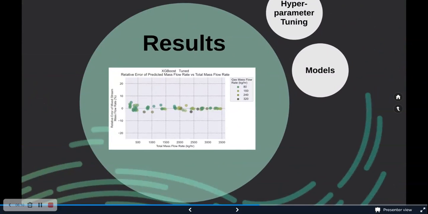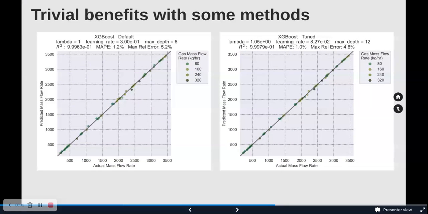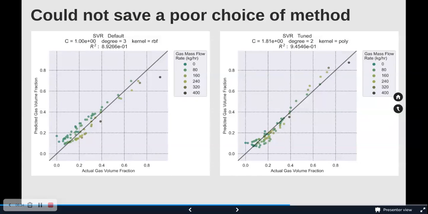So with my results in hyperparameter tuning, with some methods that performed quite well, tuning them didn't really improve them much more. The default XGBoost method did really well with predicting the actual mass flow rate. Tuning it caused it to do a little better, but I would really call these benefits trivial. In other models that I trained, the default was not great, but tuning it did improve it.